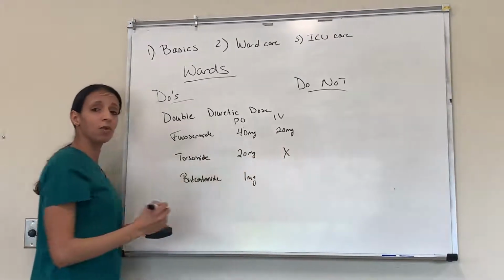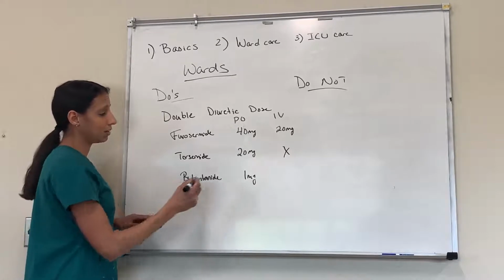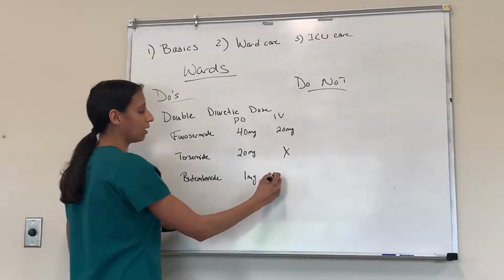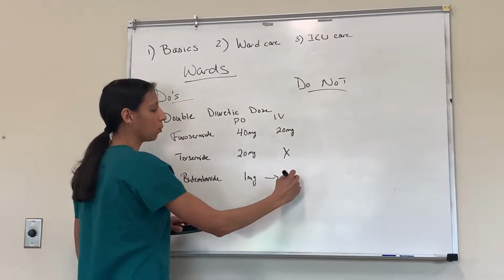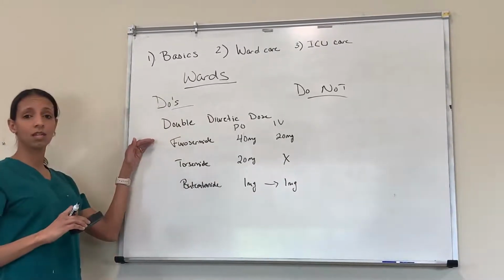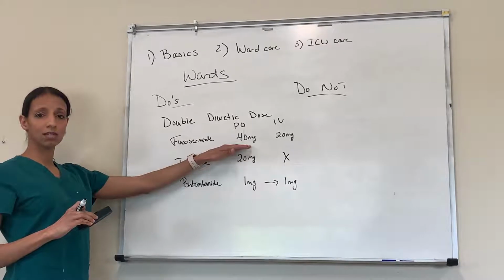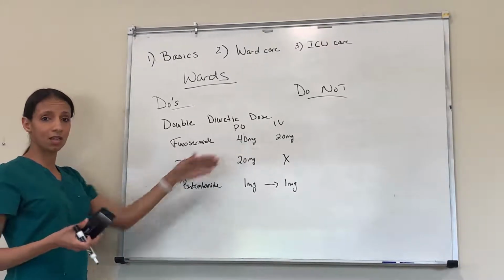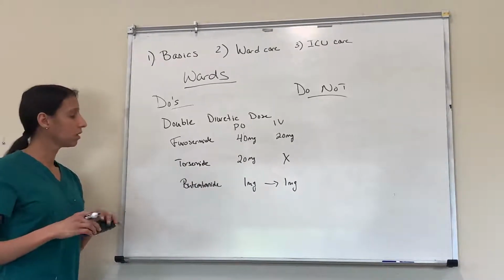There is no IV formulation of torsemide in the United States that is available for adults. And then Bumex is actually just a 1-to-1 conversion. So to keep it easy, if your patient comes in on 40 milligrams of oral Lasix, just give them the same dose of IV and you've doubled the dose.